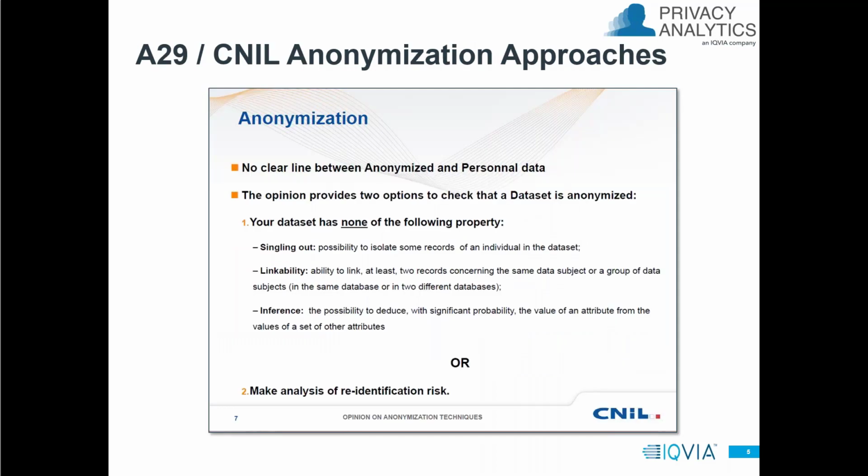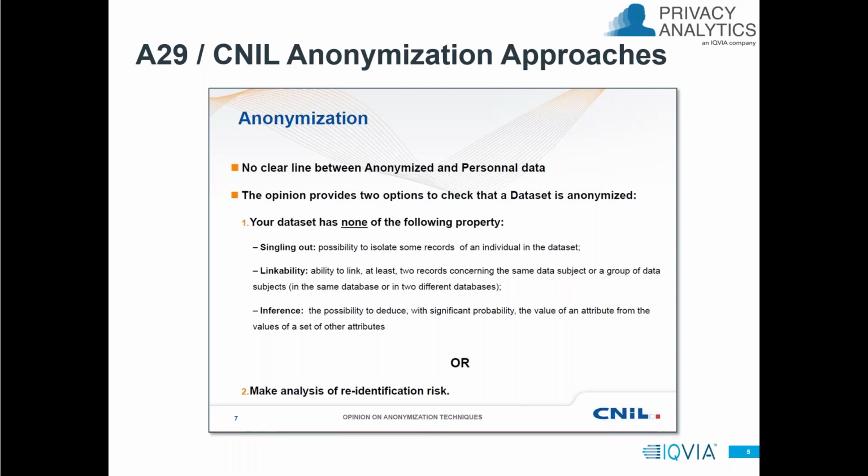I also want to mention in Europe under the GDPR, the Article 29 Working Party published an opinion in 2014, which has been interpreted by various regulators, including CNIL, the French Data Protection Authority, as saying that an acceptable anonymization process for the regulatory and supervisory authorities in Europe consists of one of two options. One is if you create a data set that has none of the following properties: singling out, linkability, and inference, or you do a risk analysis.